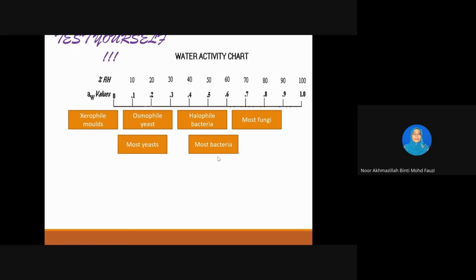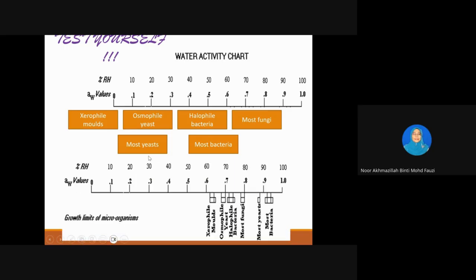All right, so this is the water activity chart. You can test yourself: on this chart, where are the bacteria, mold, and yeast located? So this is the answer. We can see most bacteria must be 0.85 and above. You must remember that mold and yeast must be 0.65. All the microbes here must stay at 0.65 here, so note the bacteria at this side.